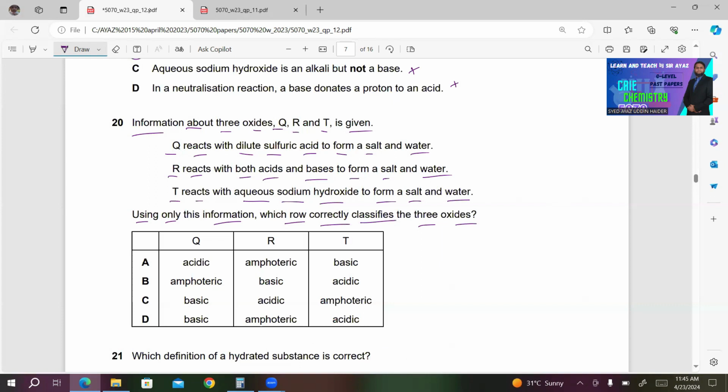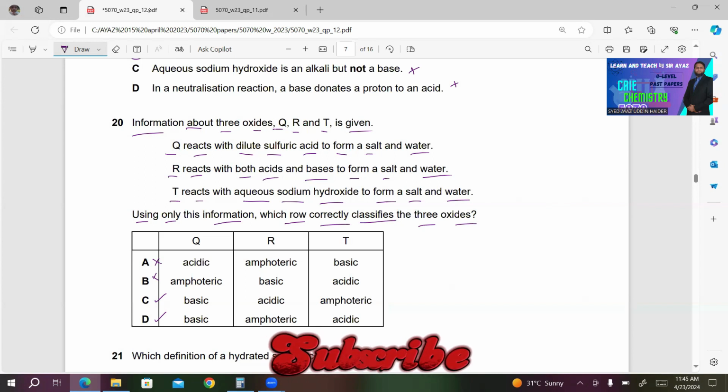So Q is reacting with dilute acid and it's producing salt and water. So Q must be basic. So either C is correct or D is correct. Both A and B are incorrect. Now I've narrowed down your choice. It will become easier for you to select the best and right answer.